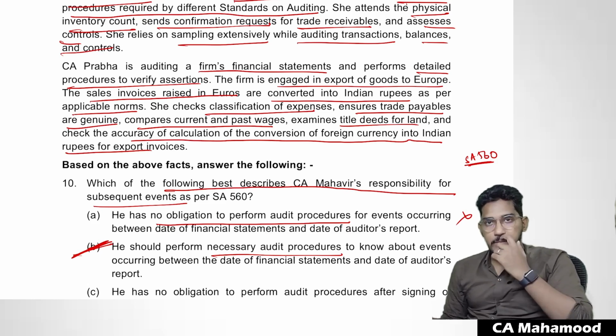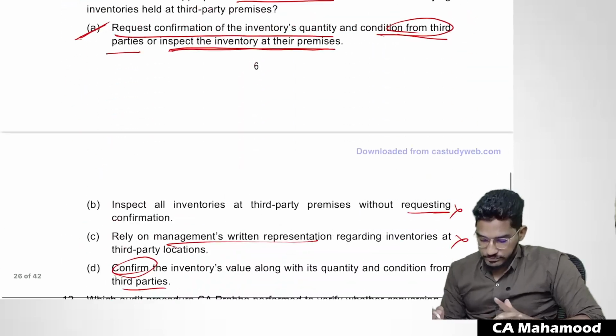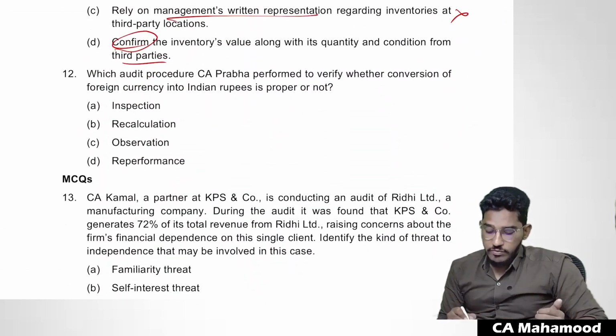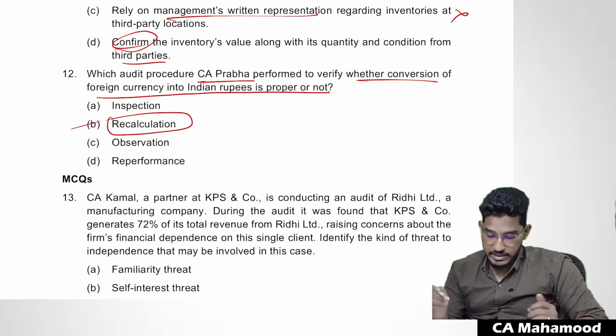So what is she doing? By doing the calculation again by herself, she is doing recalculation. That is what the question is about. Which audit procedure did CA Prabha perform to verify whether conversion of foreign currency into Indian rupees is proper or not? She has done the recalculation. The 12th answer is B.